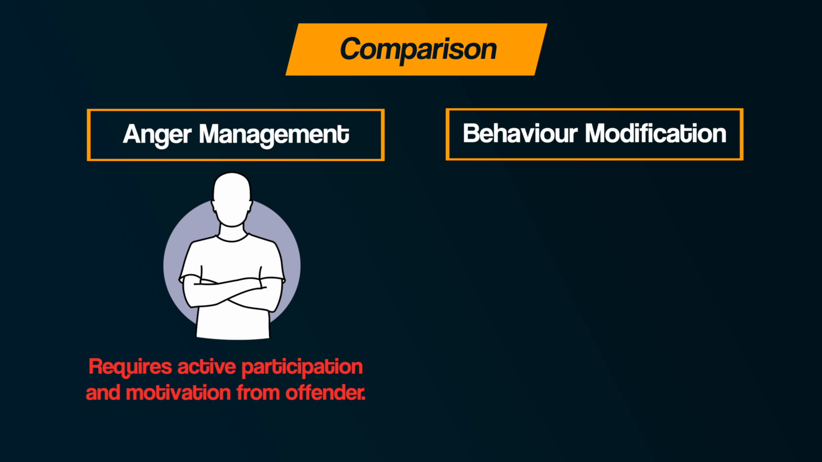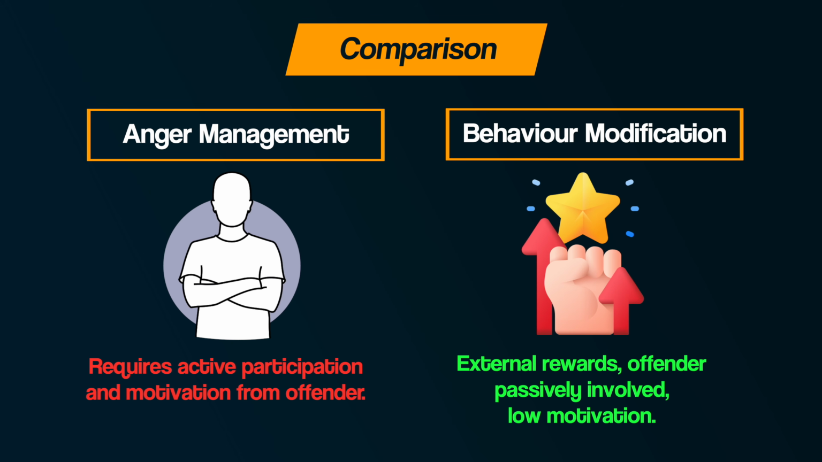On the other hand, behaviour modification works through external rewards and consequences, meaning an offender doesn't need to be personally motivated for it to have an effect. They follow the system because of the reinforcement, not necessarily because they want to change.